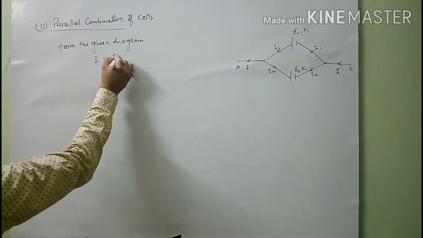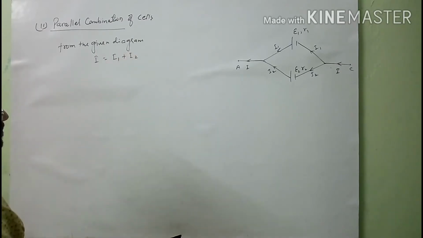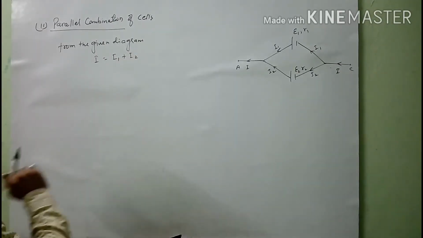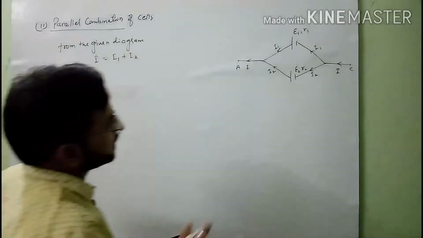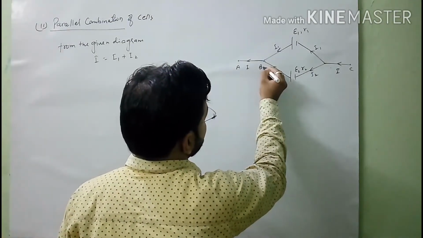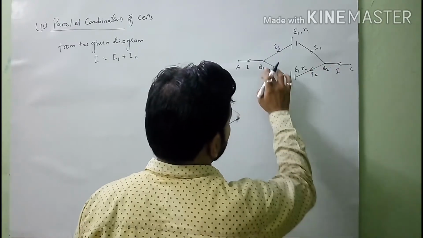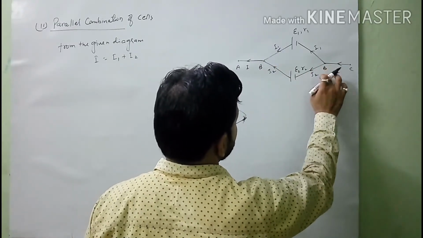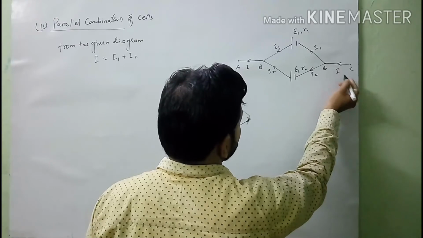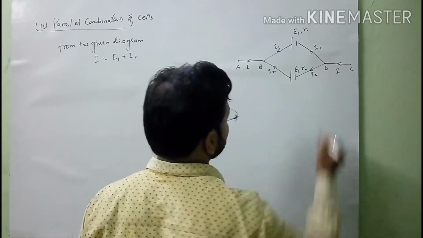I is equal to I1 plus I2. So here, student, after this, see from the given diagram, suppose I consider two points, this is our B1 and this one is our B2, or you can take any other point, suppose this is our B and this one is our B dash, or you can say D also.